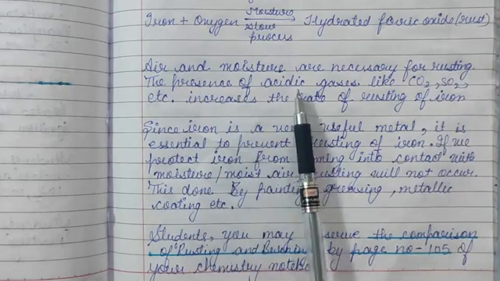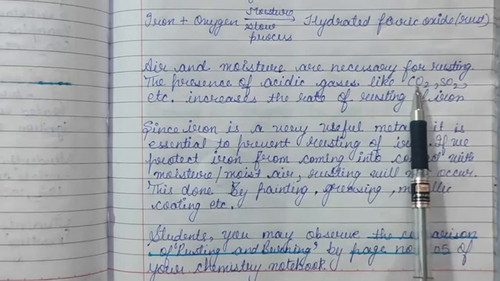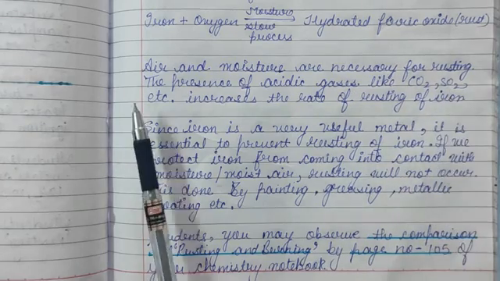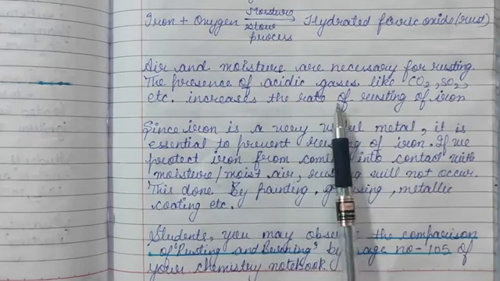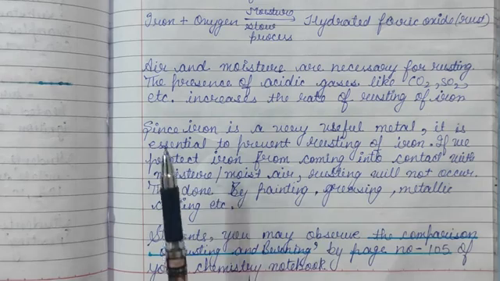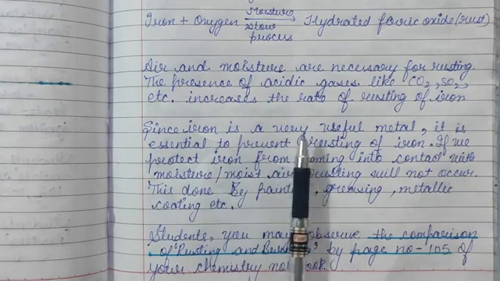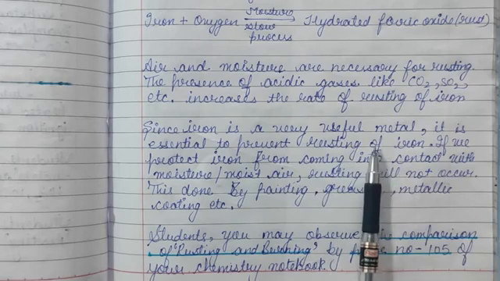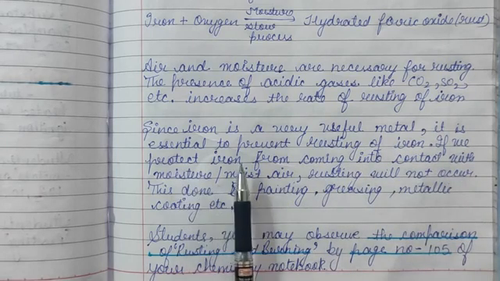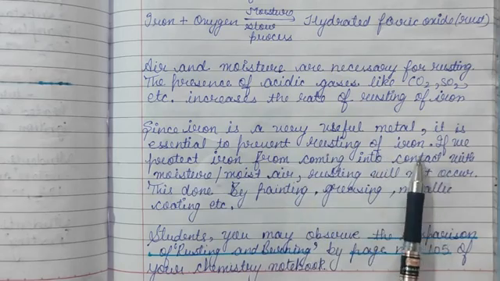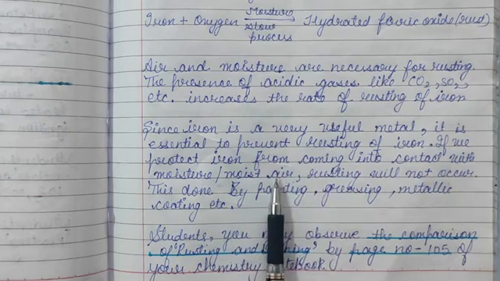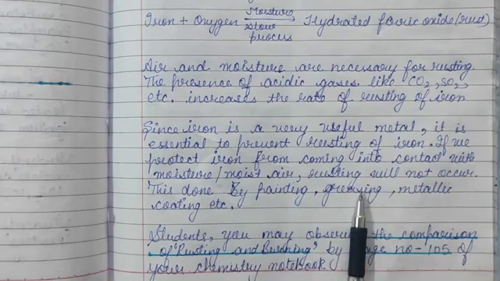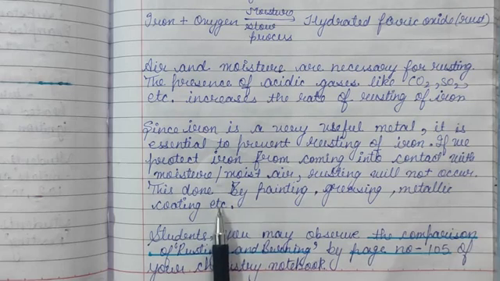The presence of acidic gases like CO2, which is carbon dioxide, SO2, which is sulfur dioxide, etc., increases the rate of rusting of iron. Since iron is a very useful metal, it is essential to prevent rusting of iron. If we protect iron from coming into contact with moisture, that is moist air, rusting will not occur. This is done by painting, greasing, metallic coating, etc.